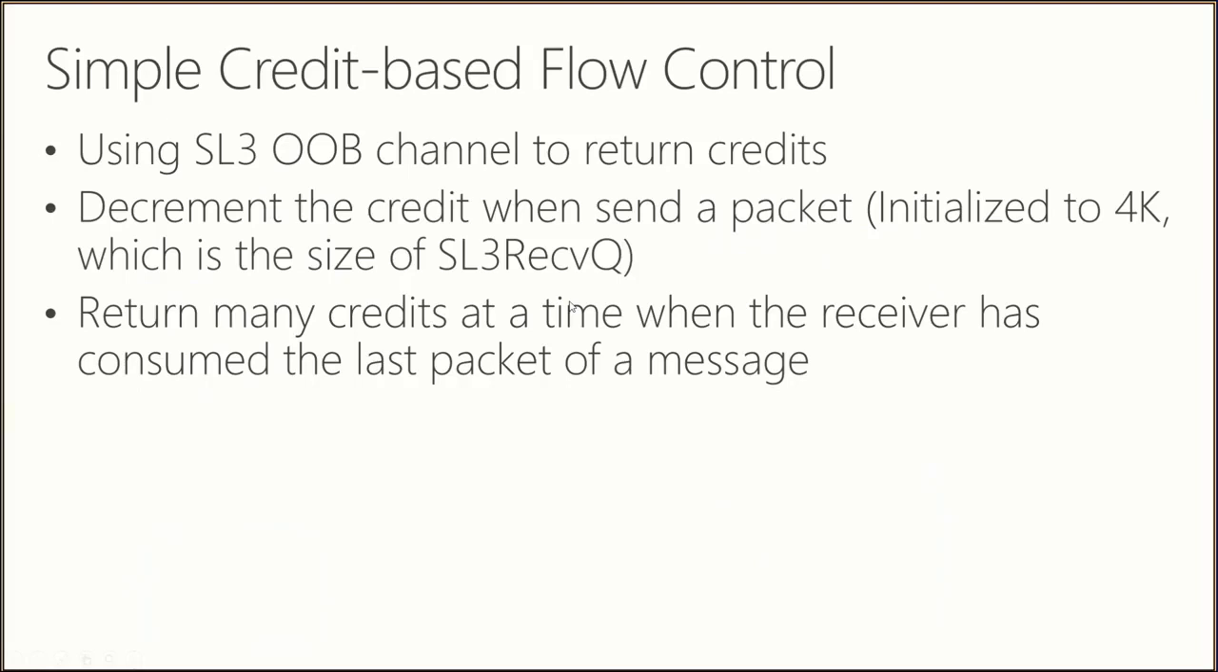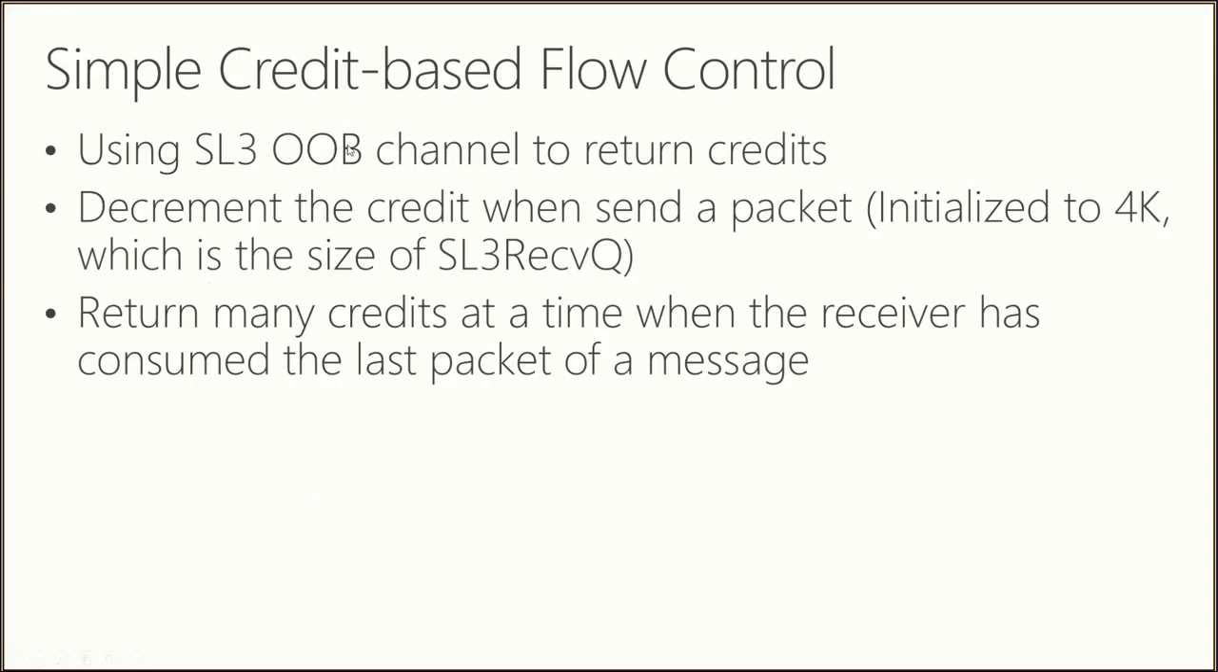As we talked about before, there is no flow control provided for Serialized 3, so you need to implement your own flow control. Here in the sample project, we give a simple credit-based flow control. We use the Serialized 3 out-of-band channel to return credits. Every time the sending node sends a packet, it decrements the credit. The credit is initialized to 4K, which is the number of entries of the Serialized 3 receive queue buffer.